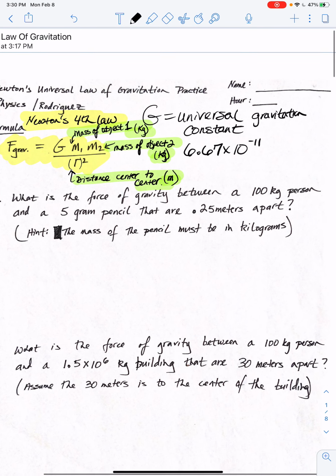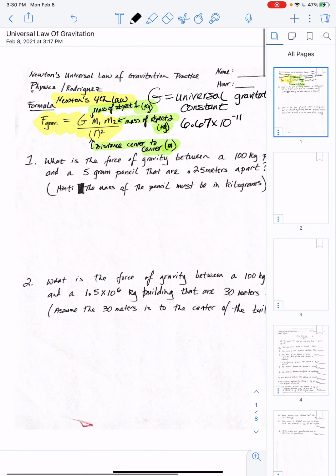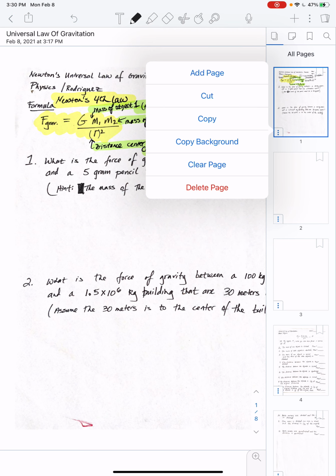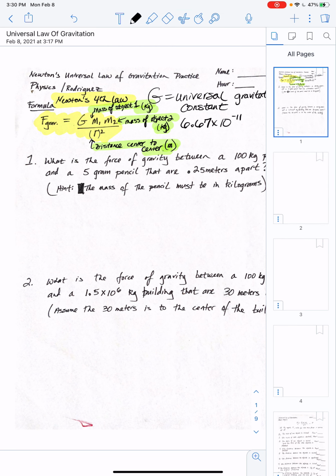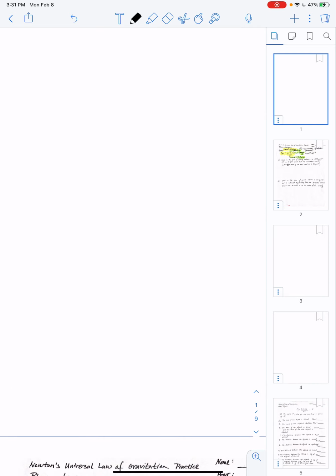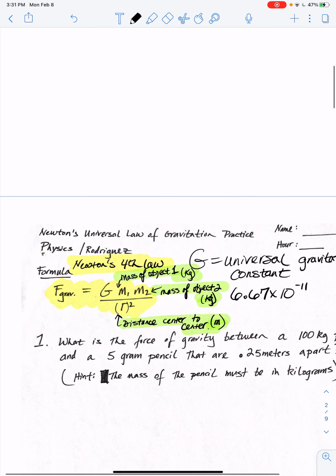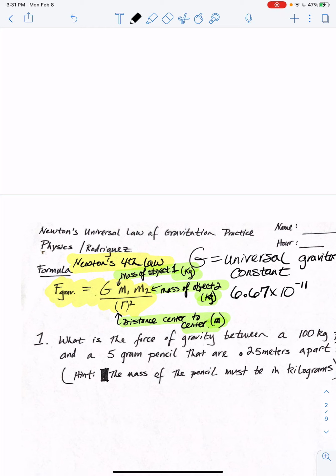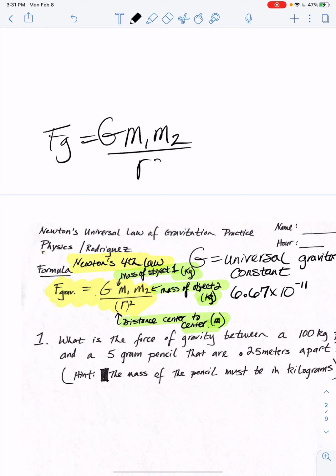Let me add a page here. I just want to write a little bit more here. So I'm going to add a page above this. Okay, so let's go back to this. So what I want to say is that this formula for Fg, this new one we just learned, is the same as this one, right? It's just written a little differently.